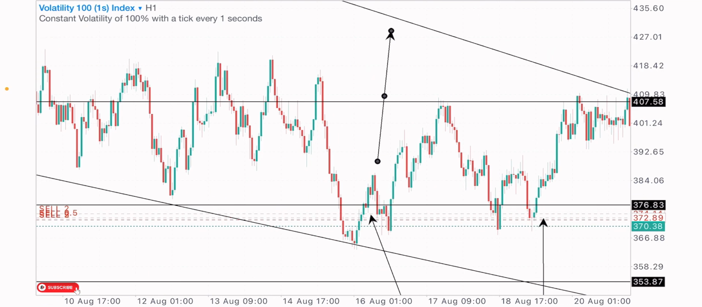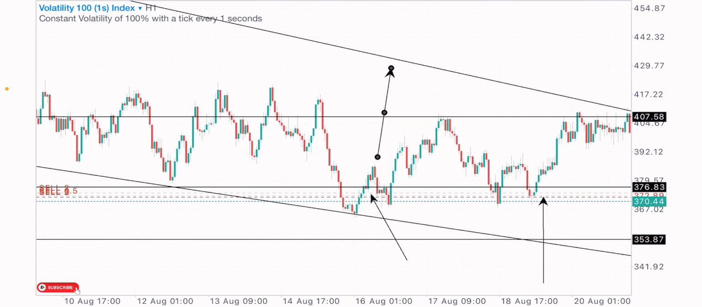So that's just it on VIX 101S index. Work with the 1 hour time frames. The market respects reversal patterns a lot.